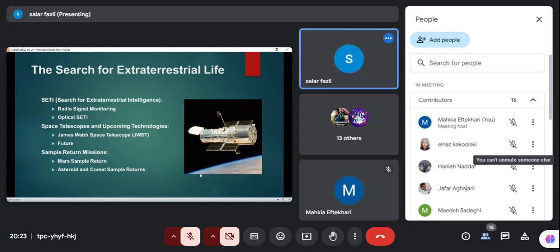And sample return missions, such as the Mars Sample Return Mission, planned missions to collect and return Martian soil and rock samples to Earth for detailed analysis, which could provide definitive evidence of past life, and also asteroid and comet sample returns. Missions like OSIRIS-REx, which is known for returning samples from the asteroid Bennu, explore the building blocks of life and the materials that may have seeded life on Earth.